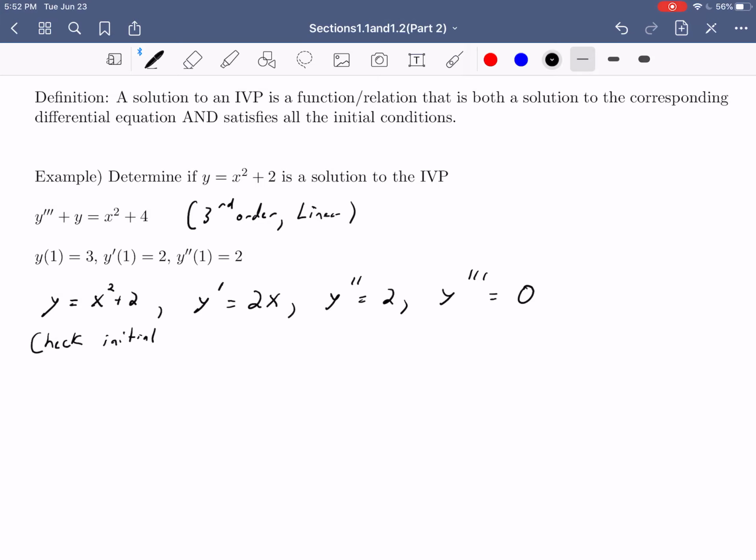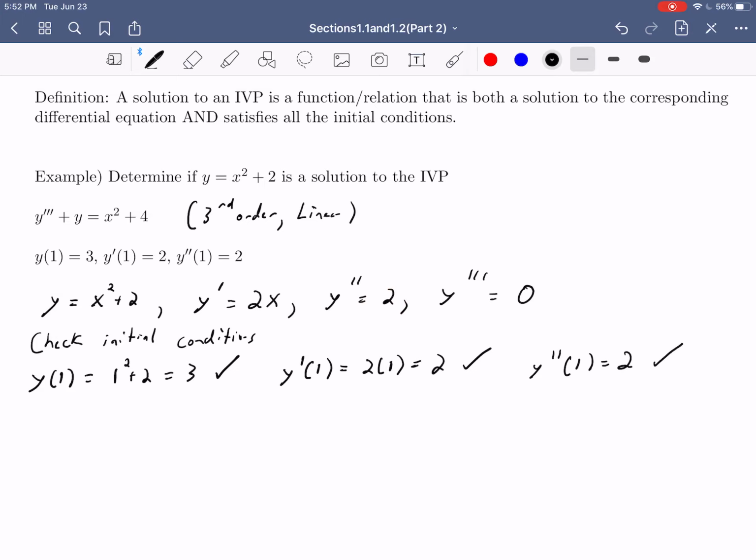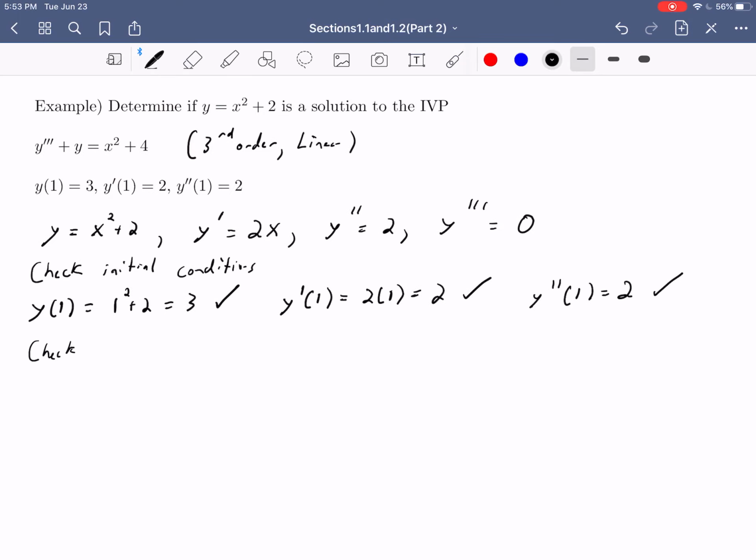So let's check the initial conditions. Y of 1 is going to be 1 squared plus 2, which is indeed 3. Check. Y prime at 1 is going to be 2 times 1, which is indeed 2. Check. And y double prime at 1, well, there's no x to plug into, so it's always just 2. Check. So our claimed solution, x squared plus 2, does indeed satisfy all the initial conditions. Does that mean it's a solution to the IVP? Not at all, right? It just means that it satisfies the initial conditions. Now we need to make sure that this also solves the differential equation. So now we check the differential equation.